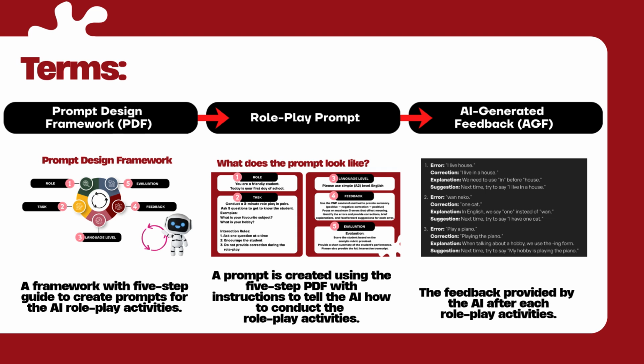A prompt is created by using the 5-step Prompt Design Framework. It consists of instructions that tell the AI how to conduct the role-play activities. Finally, we have the AI-generated feedback, AGF. This is the feedback provided by the AI after the role-play activity. The feedback is generated according to the instructions specified in the prompt. Please make sure not to confuse these 3 terms, as each serves a different purpose throughout the study.